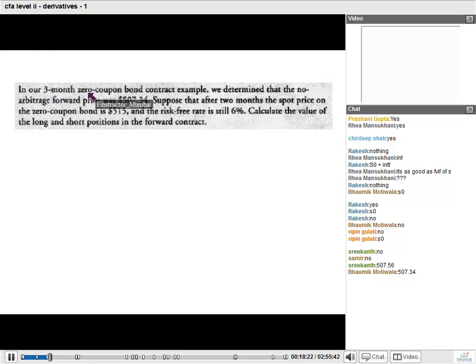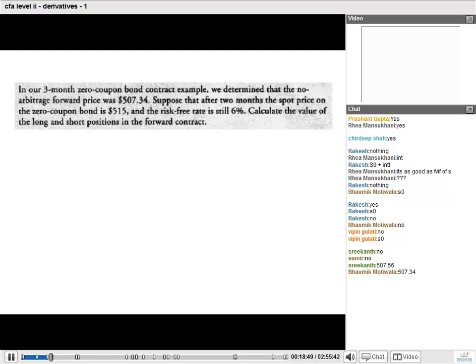In our 3-month zero coupon bond contract example, we determined that the no arbitrage forward price was 507.34. Now suppose that after 2 months, the spot price on the zero coupon bond is 515 and the risk-free rate is still 6%. Calculate the value of the long and short positions in the forward contract.